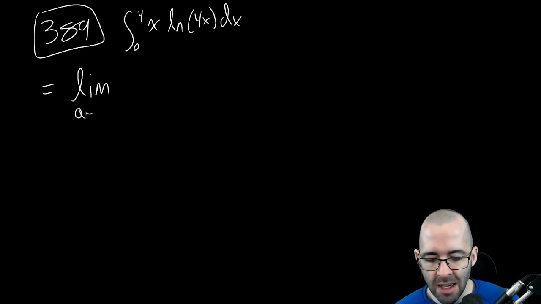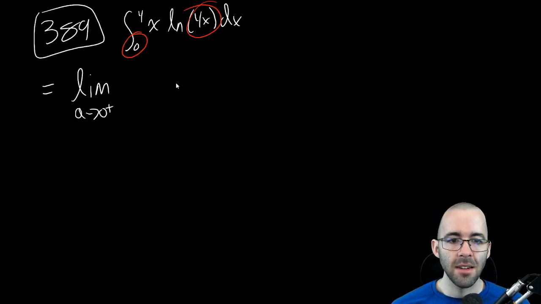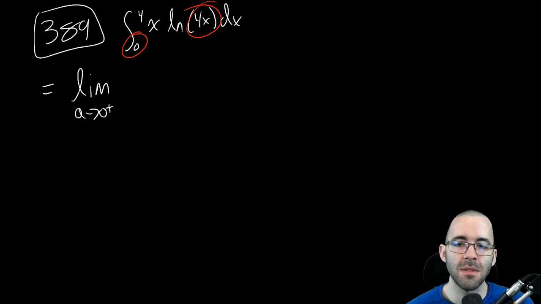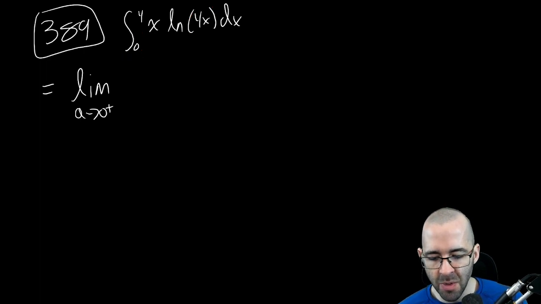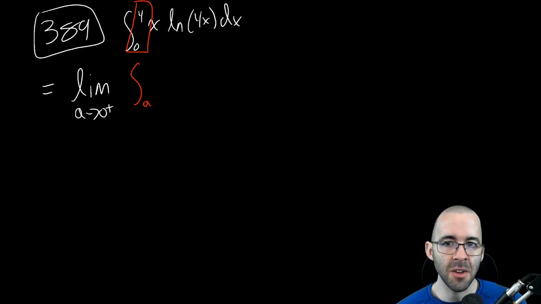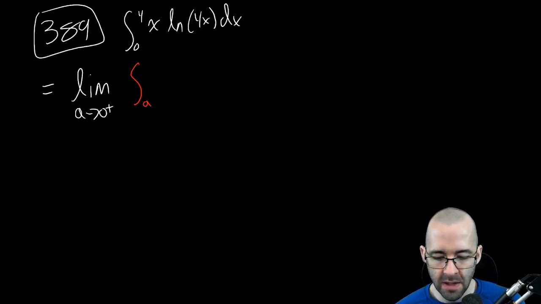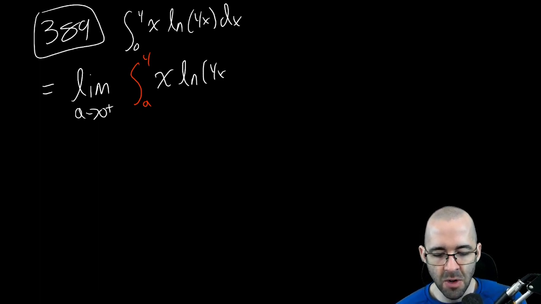This is the limit as a goes to 0 from the right. 0 is where the problem is, because we have an asymptote. Actually, we don't have an asymptote in this case. Natural log would have an asymptote, but anyway, I don't want to spoil it for you. But this integrand is not defined when x is 0. So we're going to take a limit. Everywhere else looks fine. And again, we want to approach from the inside, so that means it's a limit as a goes to 0 from the right, of the integral from a to 4 of x times the natural log of 4x dx.